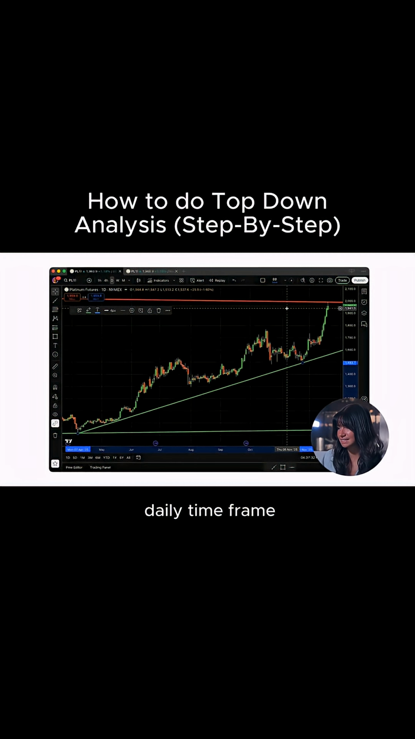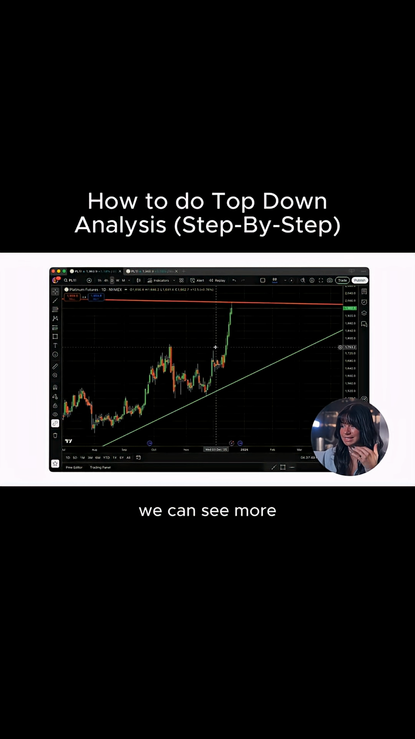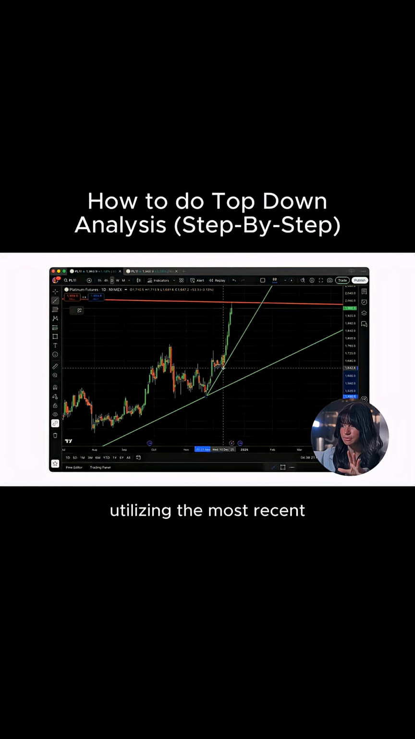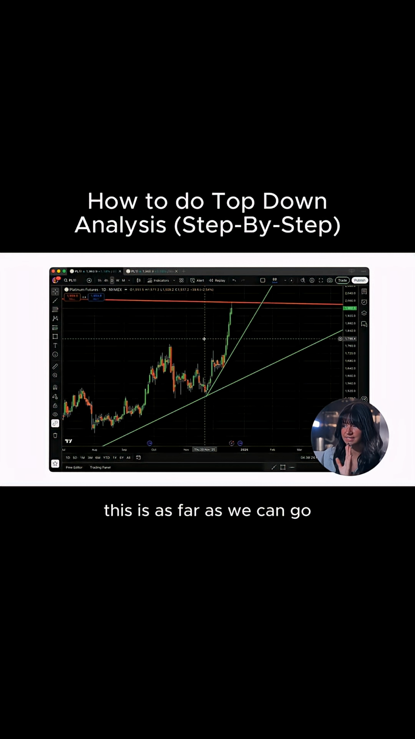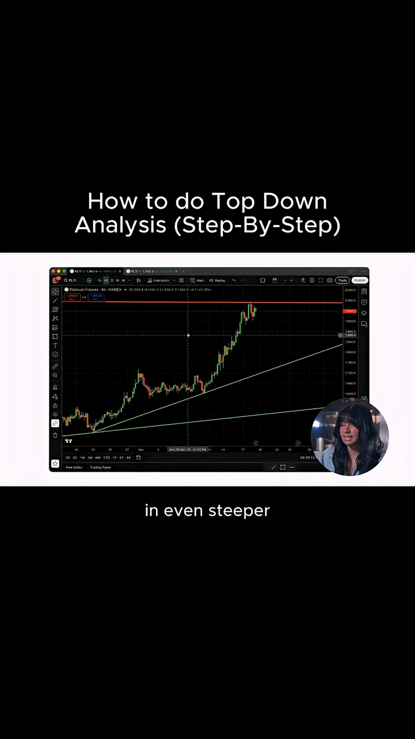Now we are in the daily time frame, but now that we come into the daily, we can see more movement. We can see more pullbacks, which means we can come in with another trend line. So we're going to start our new trend line here, utilizing the most recent pullback or a higher low. This is as far as we can go. Now we're going to go down to the 4-hour time frame. Now we can come in even steeper.